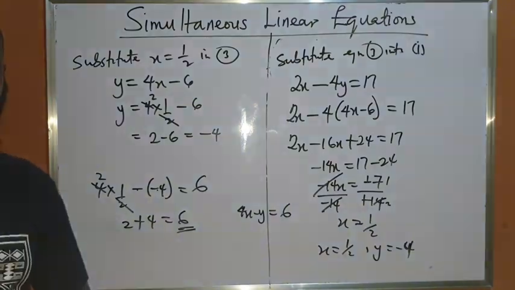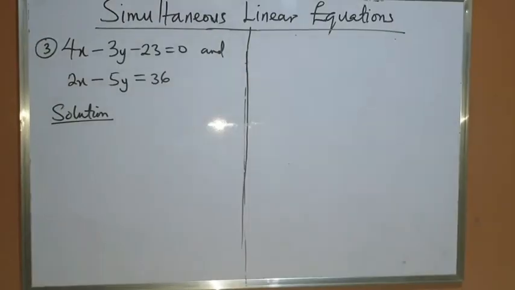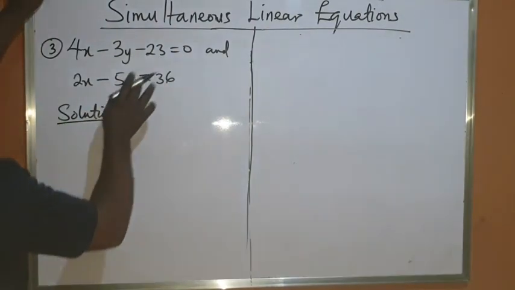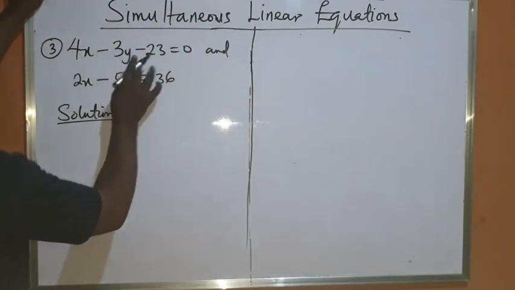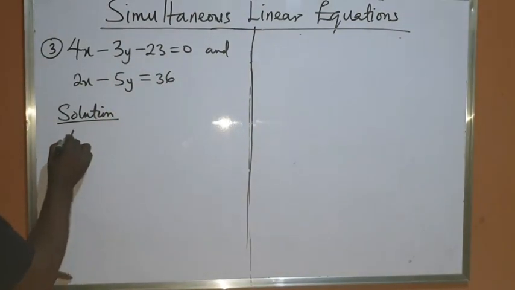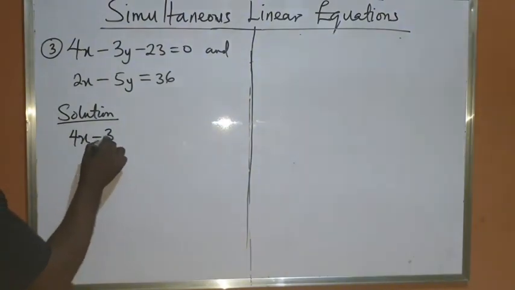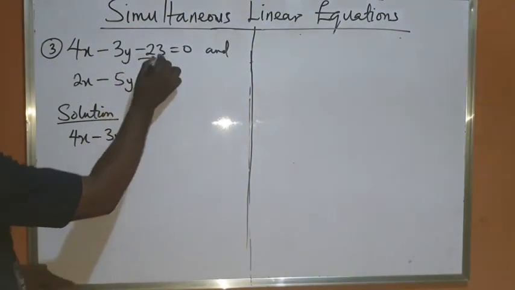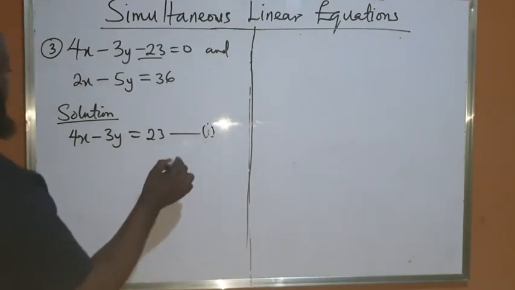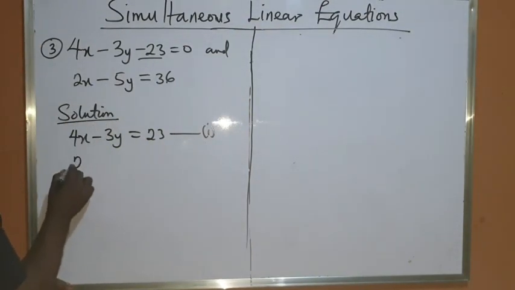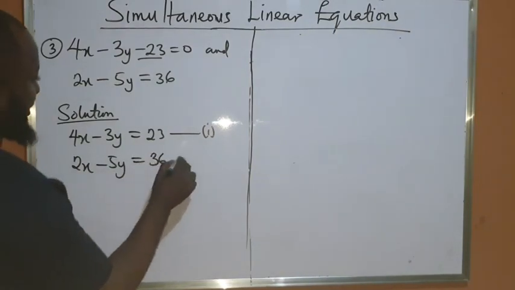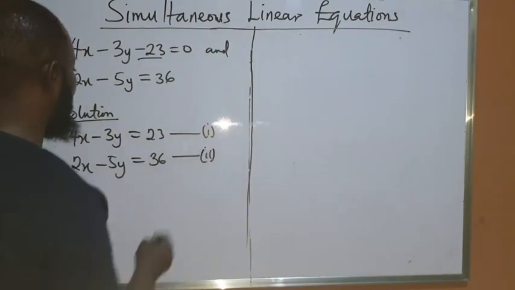So let's look at one more example before we end the video. If you look at example 3 here, let's write out the equations. So you see the first equation here. We need to rearrange this. So we take this to the other side. So we have 4x minus 3y equals this minus 23 becomes 23 here. This is equation 1. So this is equation 2: 2x minus 5y equals 36, equation 2. Now let's look at this.